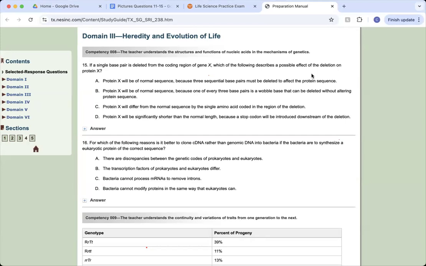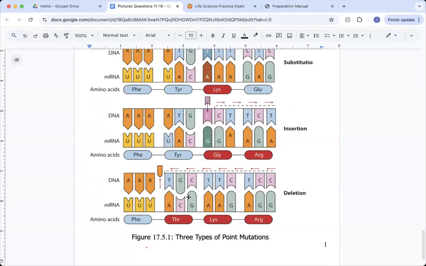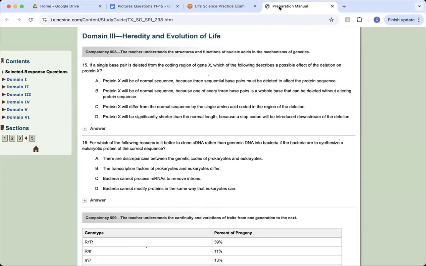Just as we said above, with a nucleotide deletion, all of them are going to shift up, causing all of those amino acids to change. So we can eliminate C. Again, C says protein will differ from the normal sequence by a single amino acid coded in the region of the deletion. So this means that only one single amino acid is affected. And if we go back and look at our pictures, you could see with a deletion, everything behind it was affected. So it's not just one. So that eliminates C because it's not a single amino acid. So in this case, that's going to leave us with D.